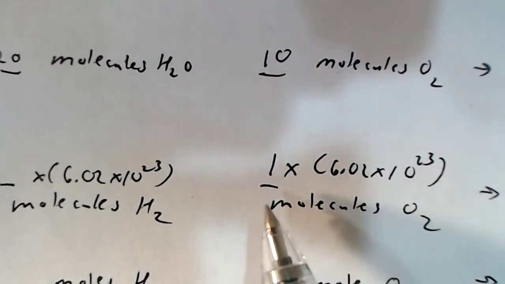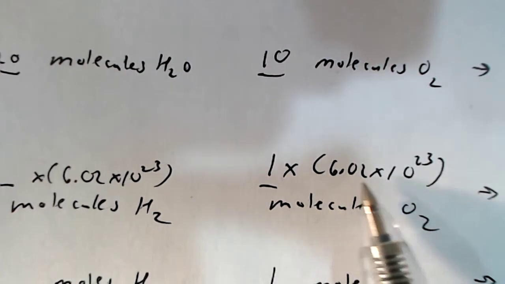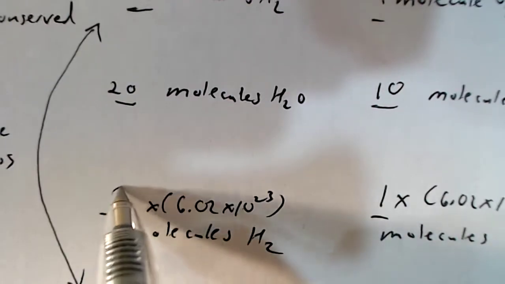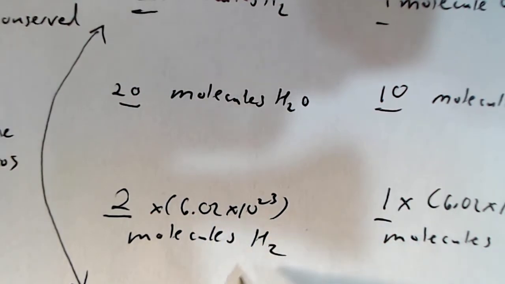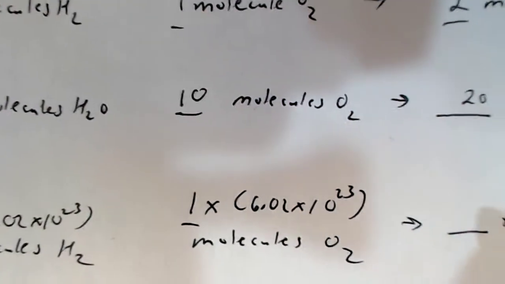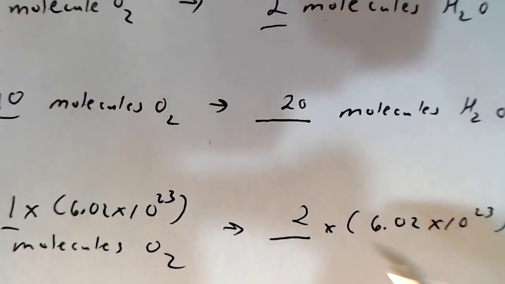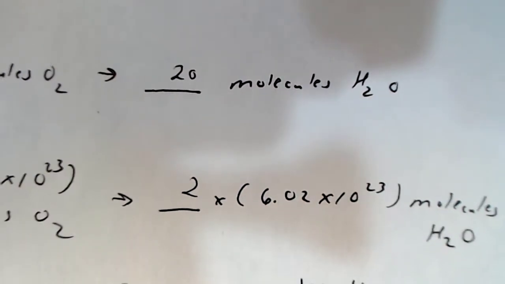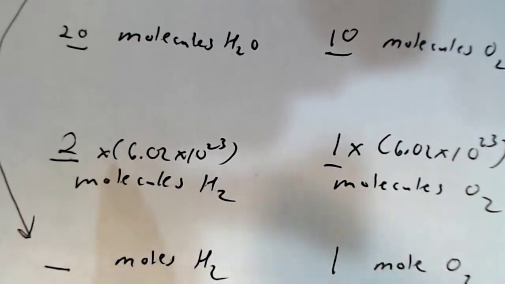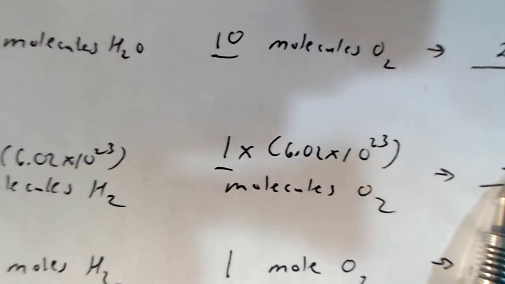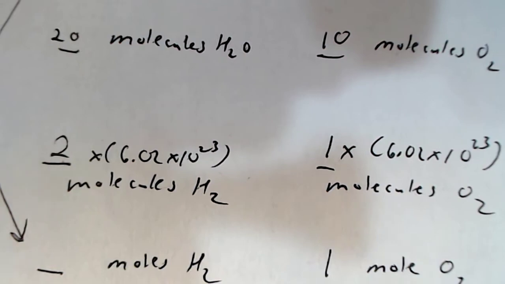And then if there were 1 times 6.02 times 10 to the 23 molecules of O2 reacting, there would be 2 times 6.02 times 10 to the 23 molecules of H2 reacting, twice as many. Ditto, 2 times 6.02 times 10 to the 23 molecules of H2O formed. The ratios are consistent. You should have a 2 to 1 to 2 ratio, whether you're dealing with individual molecules or large numbers of molecules or moles.